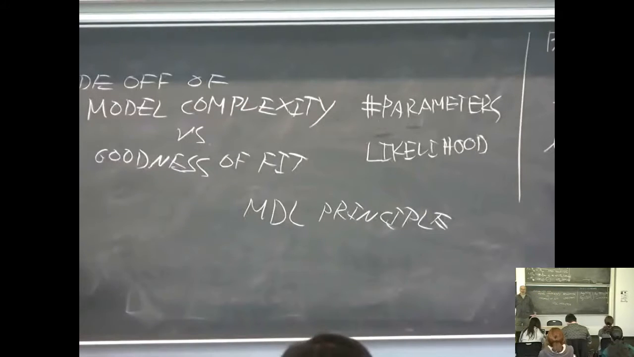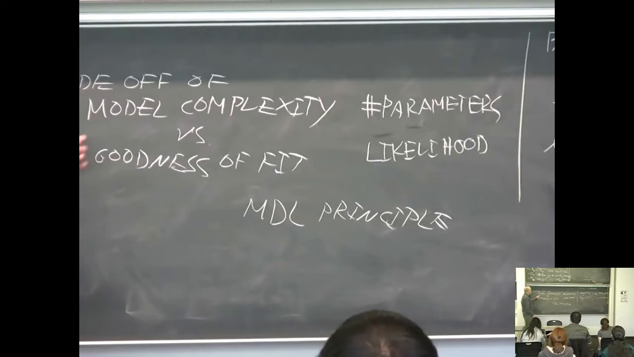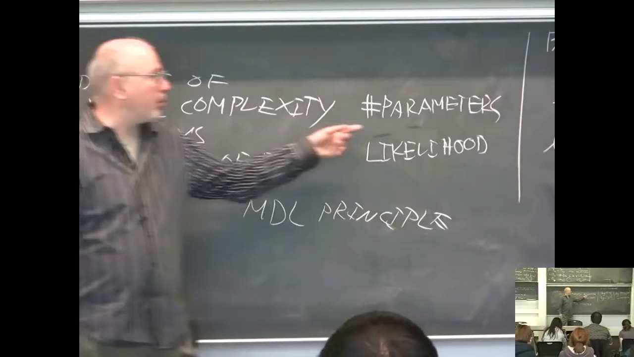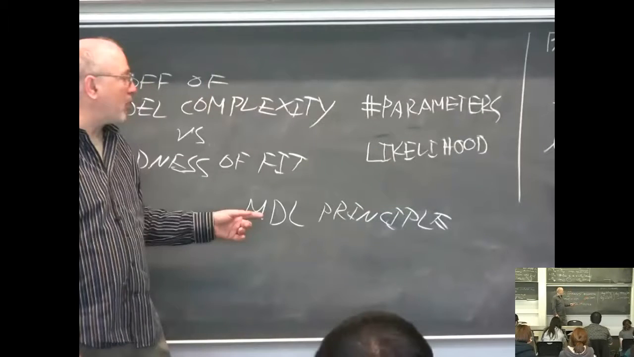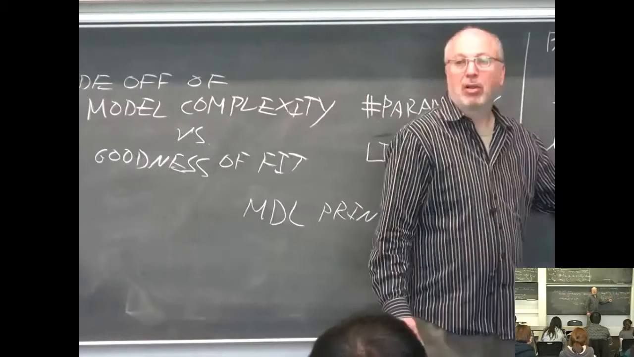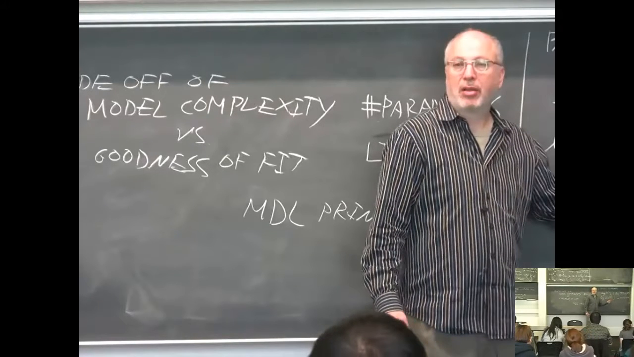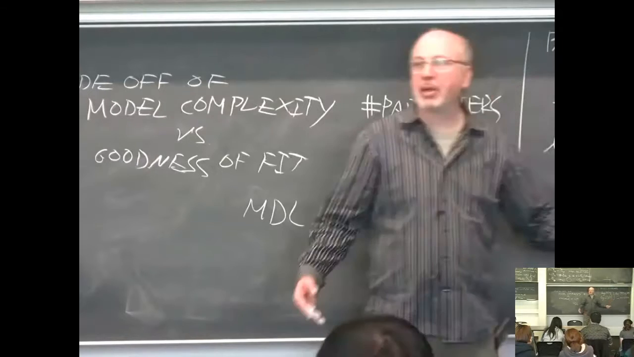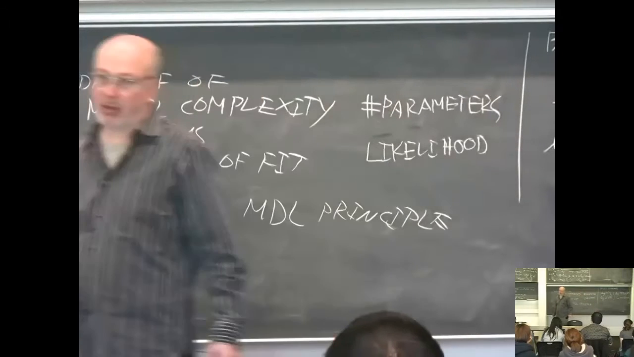It's the minimum length measured in bits of the number of bits it takes to describe the model, which is usually proportional to the number of parameters you have in the model, and the number of bits it takes to describe the data conditioned on knowing the model. And the idea here is that the better the data fits the model, the fewer bits you need to describe the deviations.